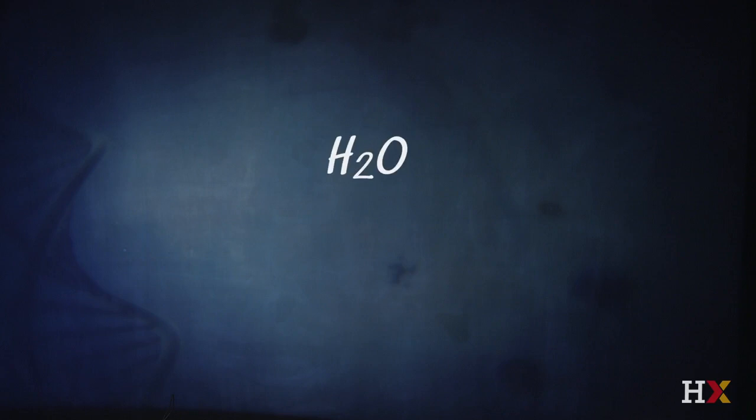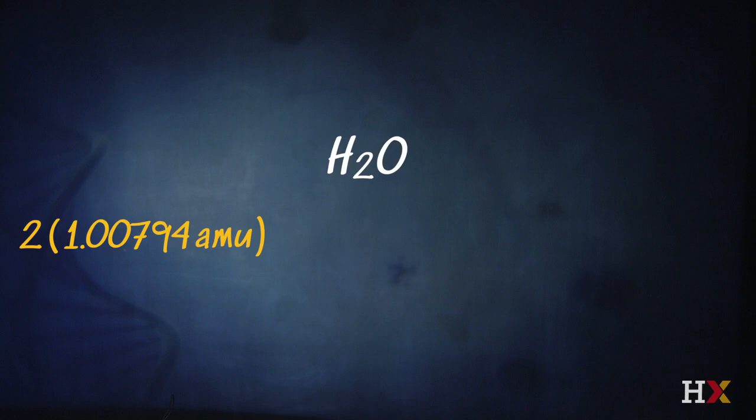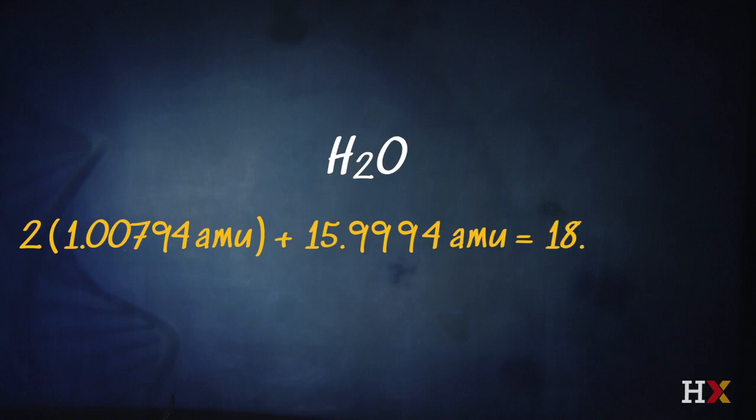But now let's take water for an example. If we combine 2 of these hydrogen atoms from the periodic table with 1 oxygen atom, we're going to add up the actual atomic mass of naturally occurring hydrogen, and we have 2 of those, so we're going to take 2 times that, plus the oxygen contribution, 15.9994, and that gives us 18.0153.